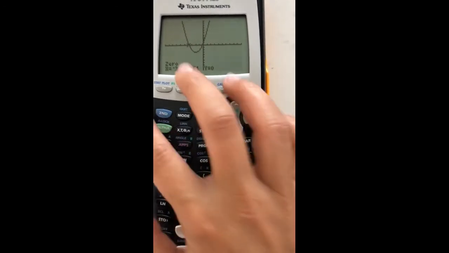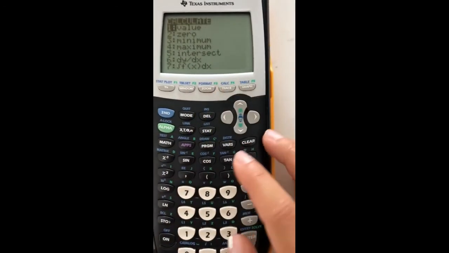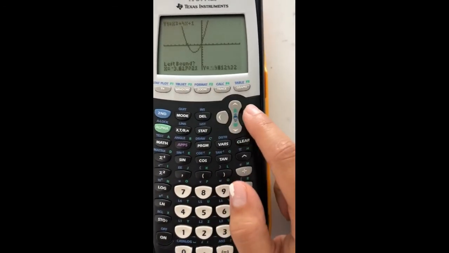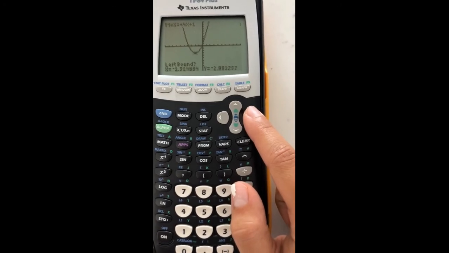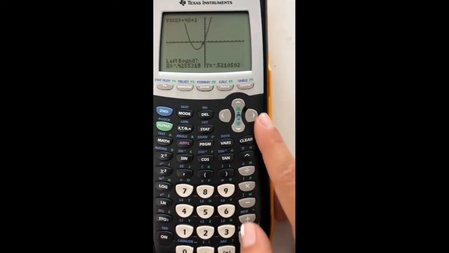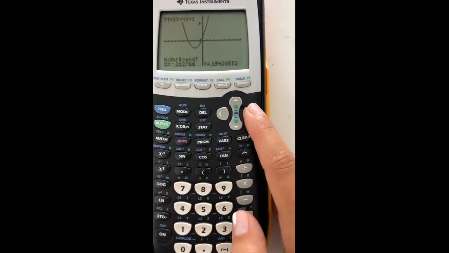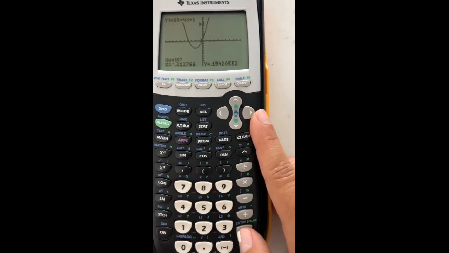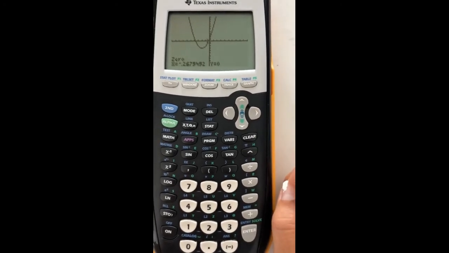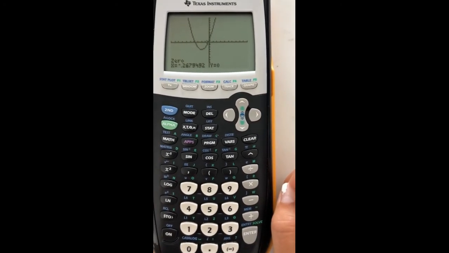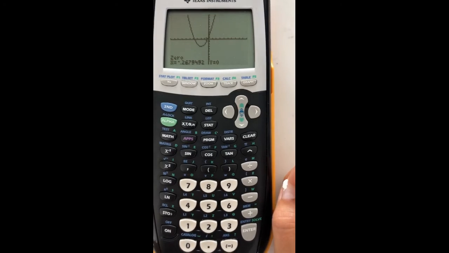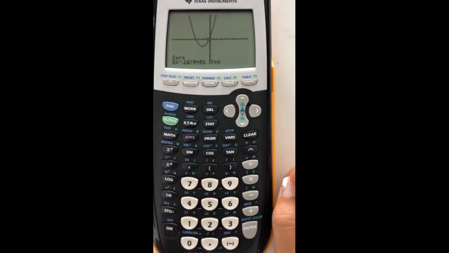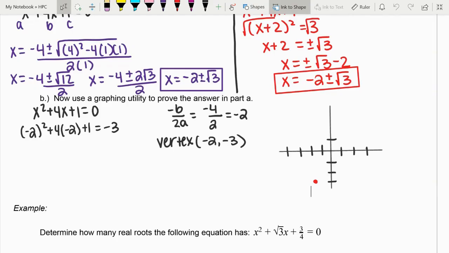Okay, then we're going to do it again. So I'm going to go second calc. Let's go to 2. Let's go to this side. So am I left bound? Yes. Am I right bound? Yes. And it will guess again. So we have negative 0.27 comma 0.